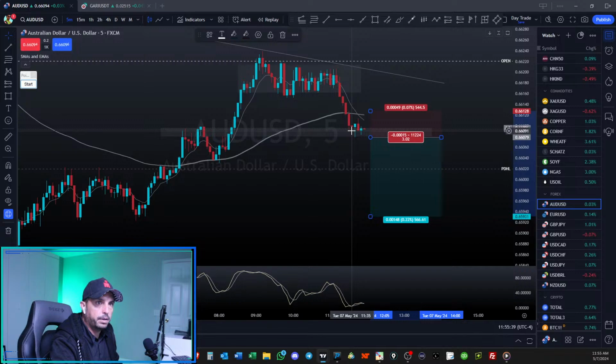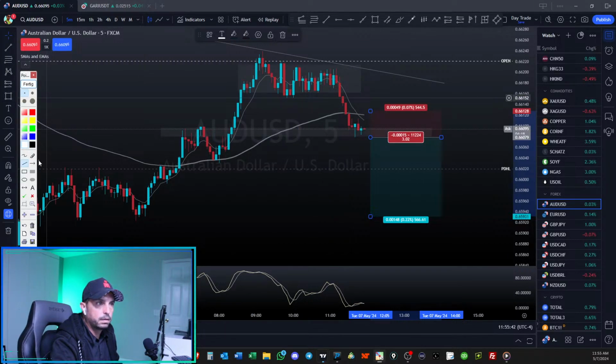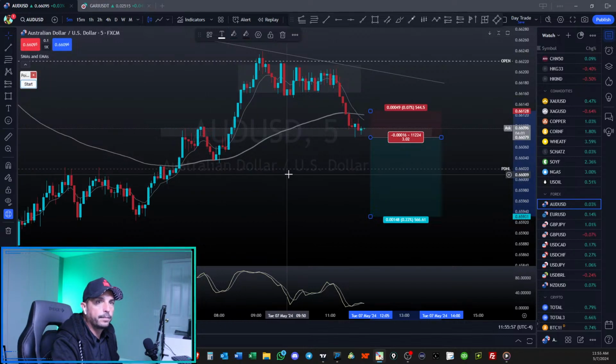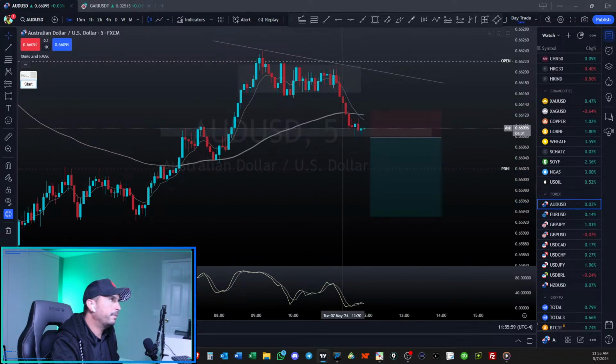But you see a pin bar, you've got to be careful because of that rejection. But if it breaks, possible. Let's watch that.